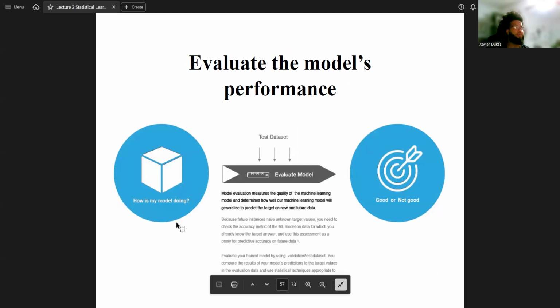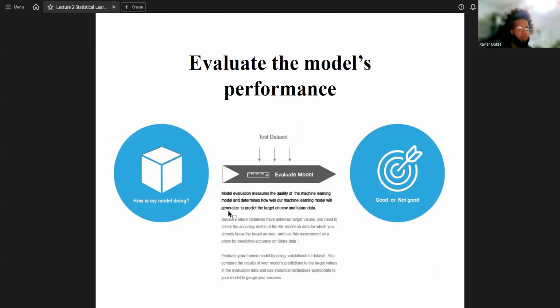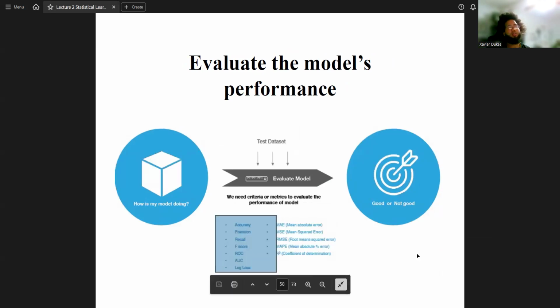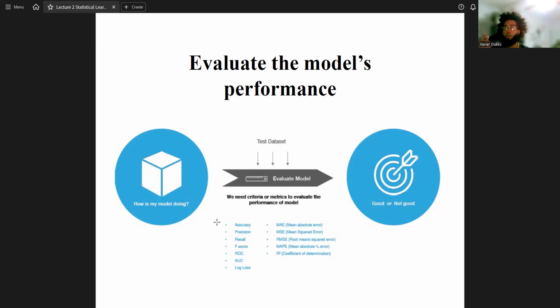Evaluate the model's performance. How is my model doing? We evaluate the model on test data, and then we determine if it's doing good or not. It measures the quality of machine learning and determines how well our machine learning model will generalize to predict on new target data once it's deployed into the real world. Some of the metrics used to evaluate model performance are accuracy, precision, recall, and F-score. These are some big ones. And then of course you have your various cost functions.